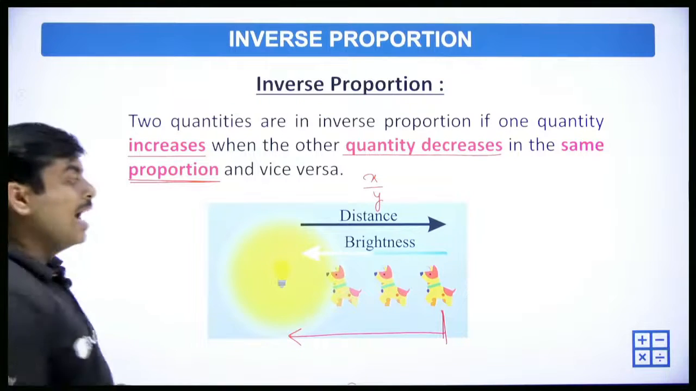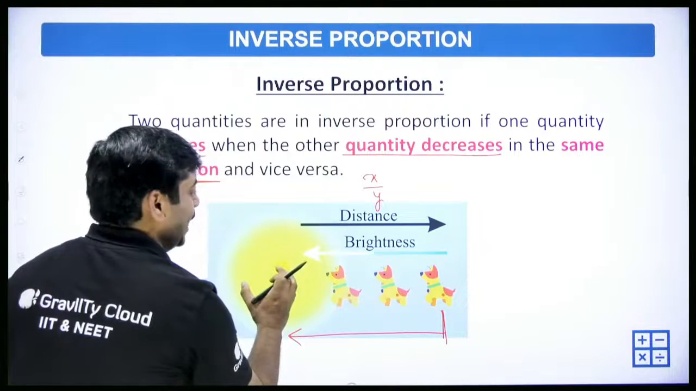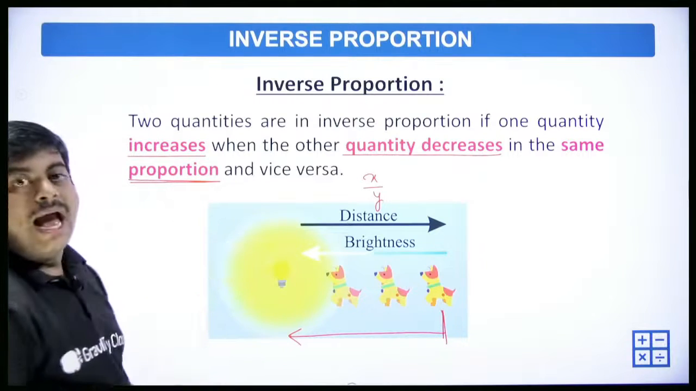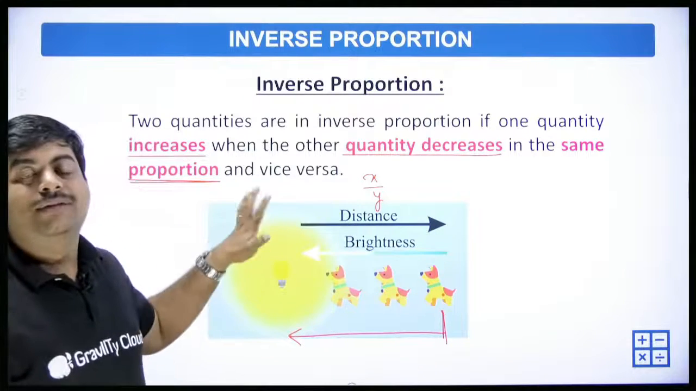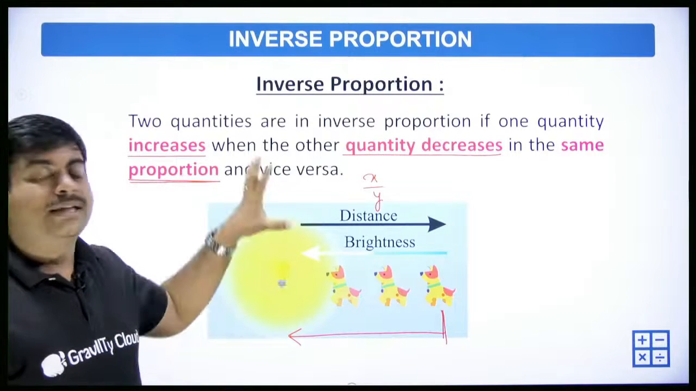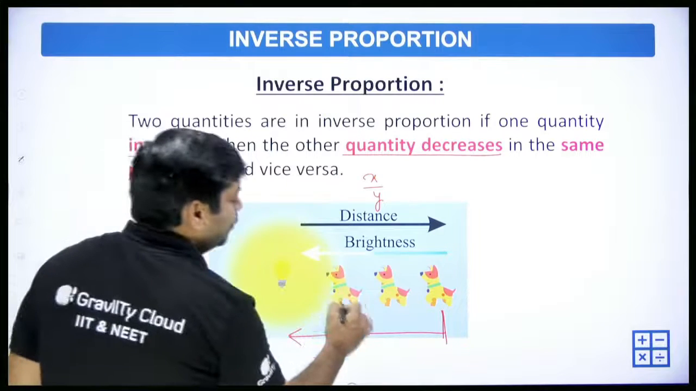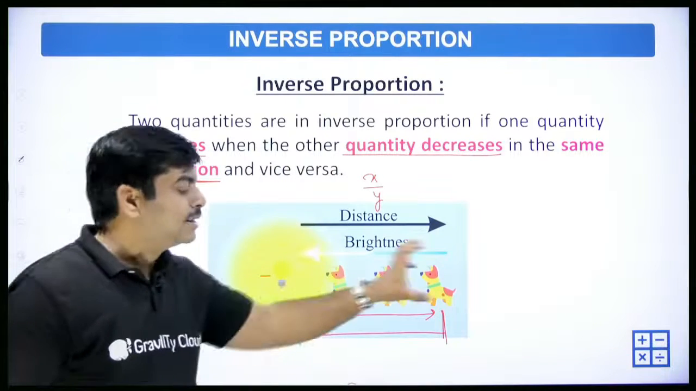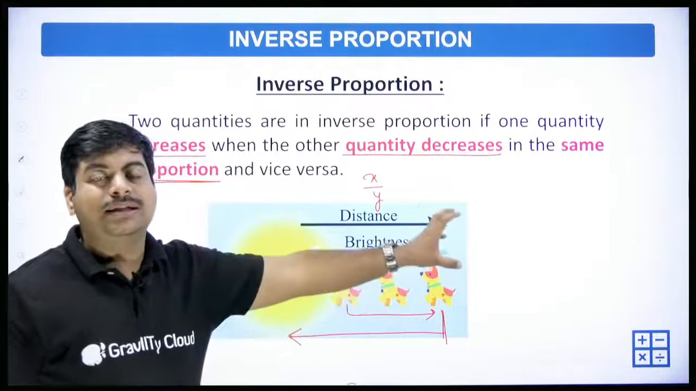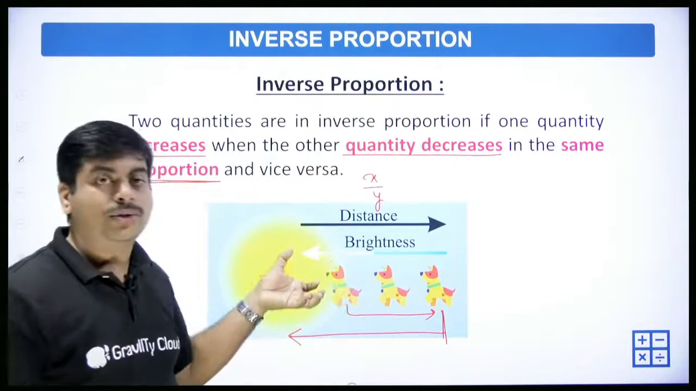But as it comes near to the light, as the distance is decreasing, brightness will increase. Or I can say in the same way, in the reverse way, the puppy is moving from this position to this position. As the distance is increasing, the brightness gets reduced, right?